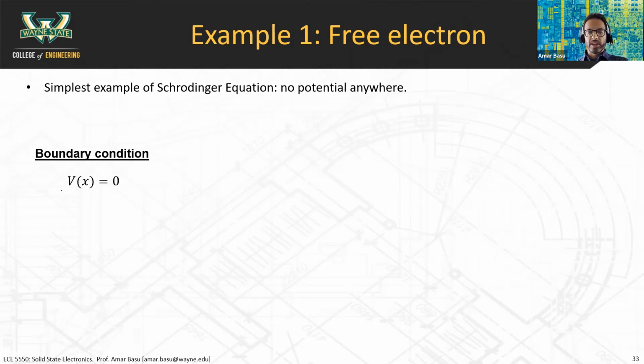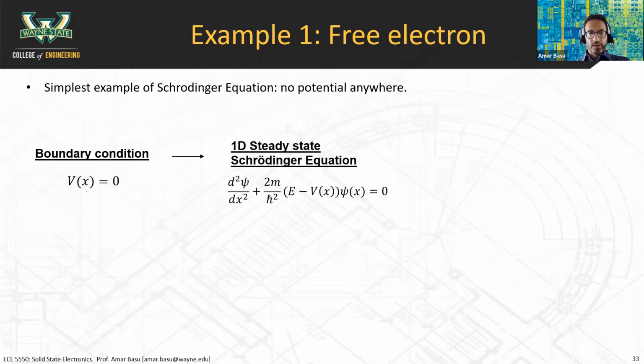We're doing a one-dimensional example, by the way. So this goes into this 1D steady state Schrodinger equation, and this is what the equation looks like. The first thing we're going to do is we know that V of x is equal to 0. So this term goes away, and we're just left with this: the second derivative of psi multiplied by some constant times psi is equal to 0.